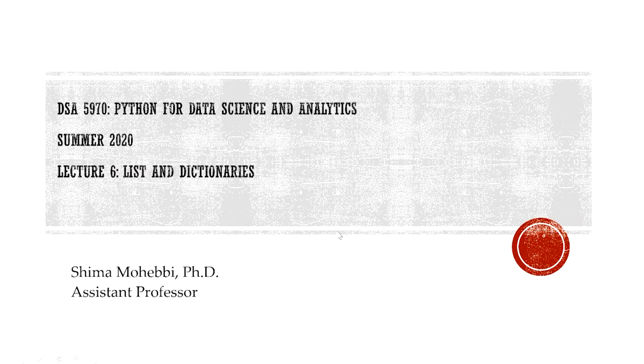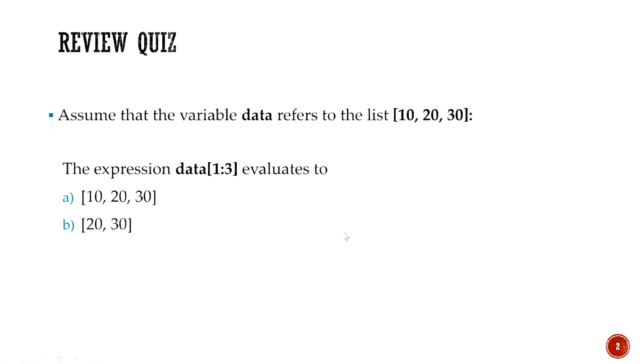In this lecture, we continue our discussion about lists and learn about a new data structure called dictionaries. Let's go over a couple of review quizzes. Assume that the variable data refers to the list which has 3 items, 10, 20, and 30. The expression data[1:3] evaluates to which option?